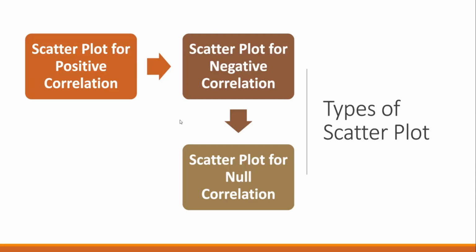The last type is the scatter plot for null correlation. With null correlation, we mean a scatter plot with no evident growing or decreasing trend in the values of the variables. Basically, on this plot, the points are scattered randomly over the graph. The case which has neither positive correlation nor negative correlation is called a null correlation.